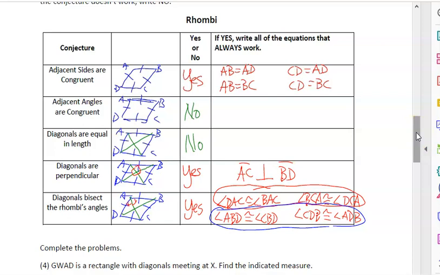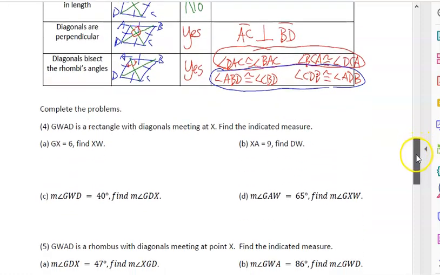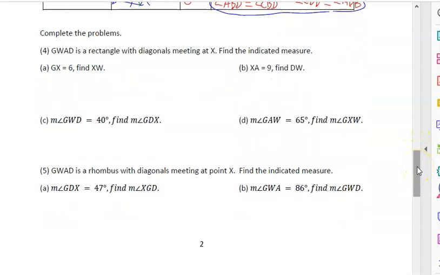All right, so for the rest of the activity, you are basically taking the information that you investigated. I would recommend keeping the sketches open just in case you need to go back and look at something. You can do lots of drawings, and it asks you to draw a rectangle GWAD and the two diagonals that meet at X. So what's true about the diagonals of a rectangle based on your investigation?